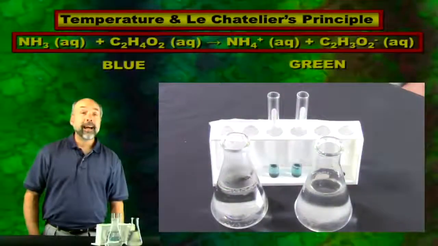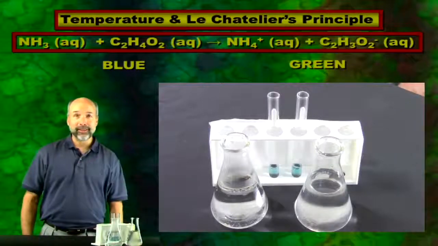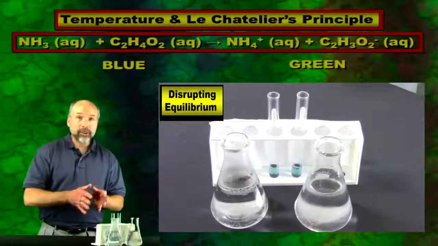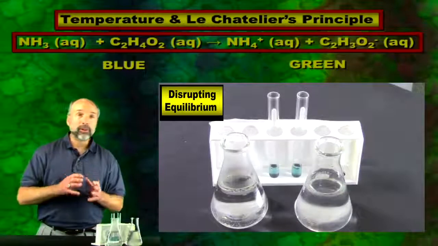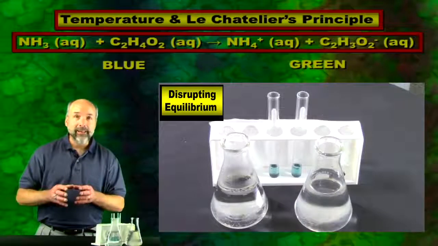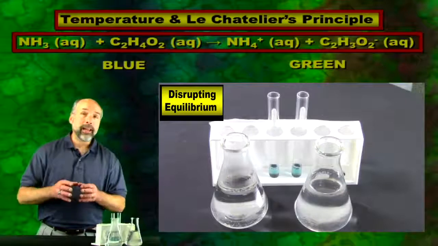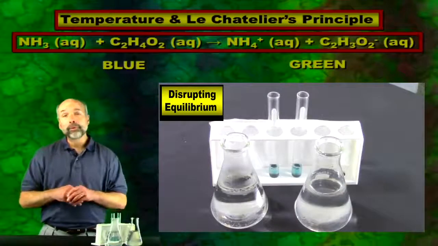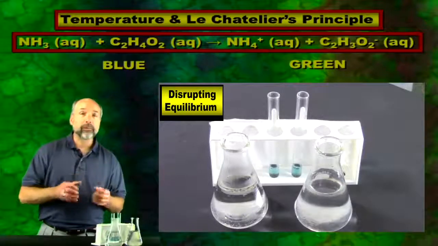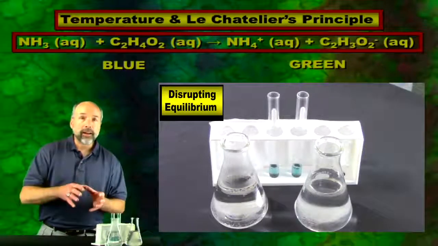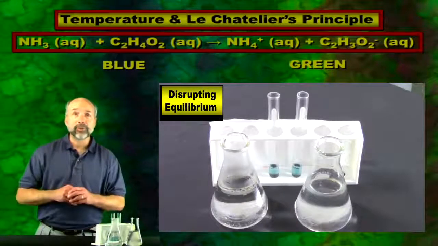All right, time to demonstrate Le Chatelier's principle. Both of our test tubes have a chemical reaction that has reached equilibrium. We took the ammonia, we took the acetic acid, and we produced the ammonium and the acetate. As I mentioned previously, if it's heavy on the reactant side, it's going to have a blue color. If it's heavy on the product side, it's going to have a green color.